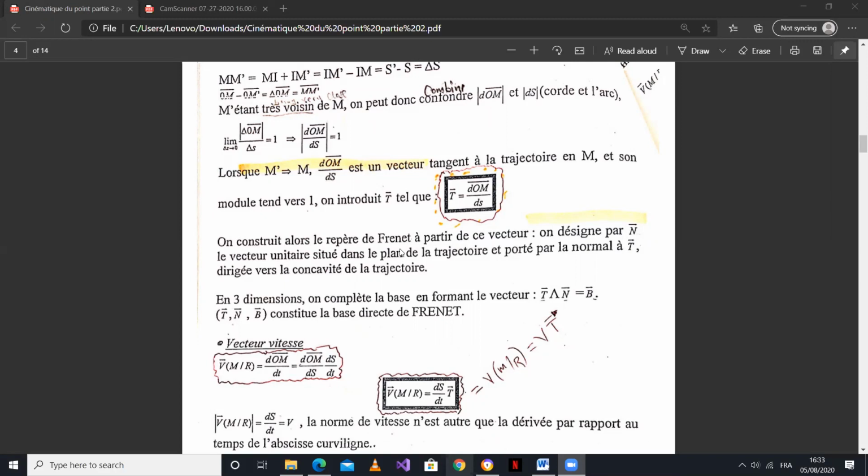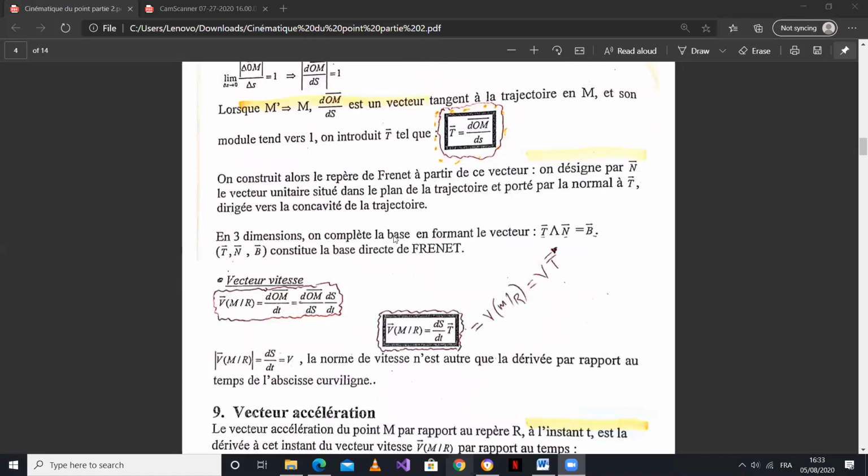Then they're telling us that in 3 dimensions, until now we just have 2 vectors, the vector T and the vector N, so it's like we are still in the 2-dimensional space. Now, in the 3-dimensional space, we introduce a third vector. On complète la base en formant le vecteur T vectoriel N, which is equal to B, the binormal that I already explained to you guys.